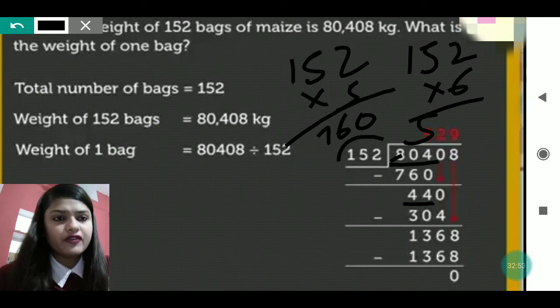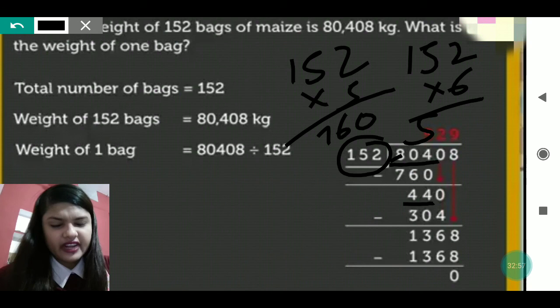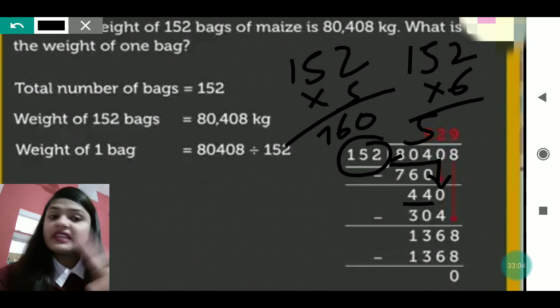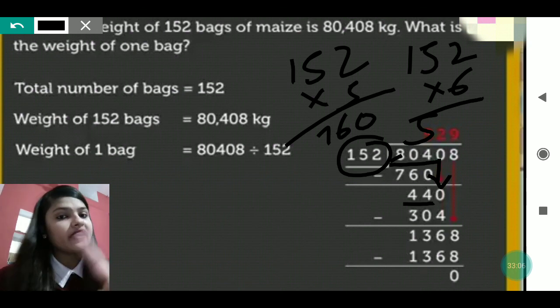Now, is 44 divisible by 152? No, it is not divisible. So is there any number left in the dividend column? Yes, the number 0 is left. So that 0 we will take down. So previously it was 44, but now it is 440.